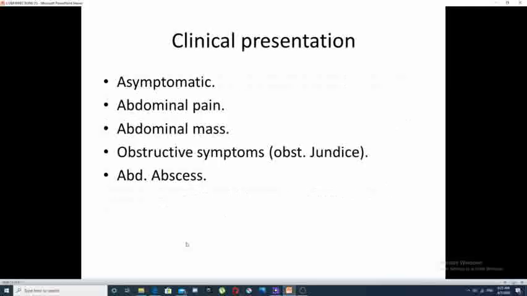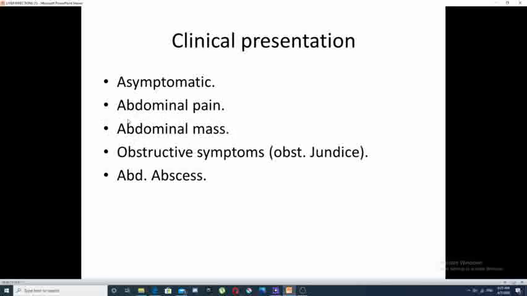In summarization, clinical presentation of the hydatid cyst of the liver. The patient could be asymptomatic, discovered accidentally on investigation for other disorder. Second presentation, the patient may come with abdominal pain. Third presentation, the patient may present with abdominal mass, especially on the right side of the abdomen.